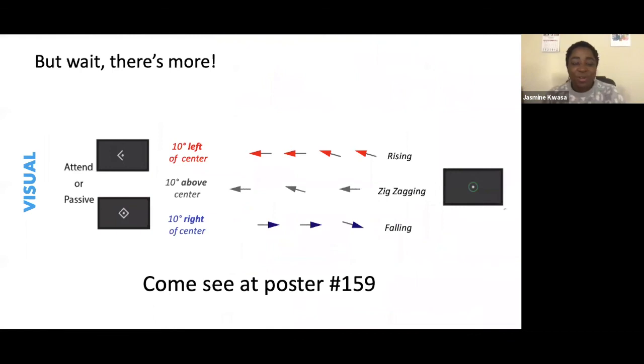But wait, there's more. We had a visual task that was analogously set up to the auditory task. How did the subjects fare on it? Did ERPs evoked by that task also correlate to performance? Come to my poster number 159 to find out.